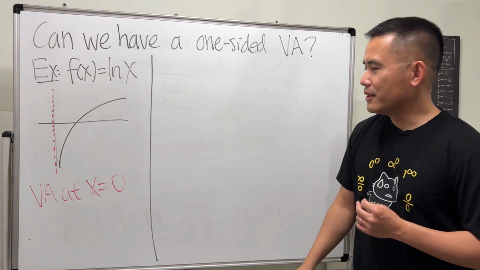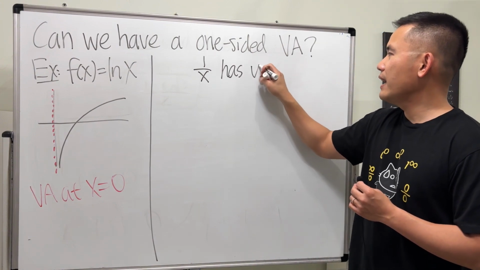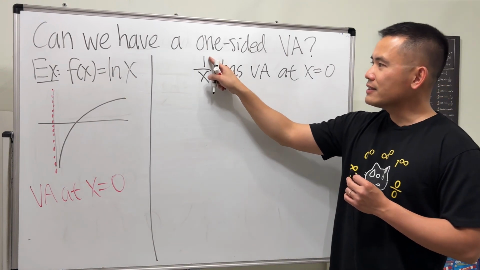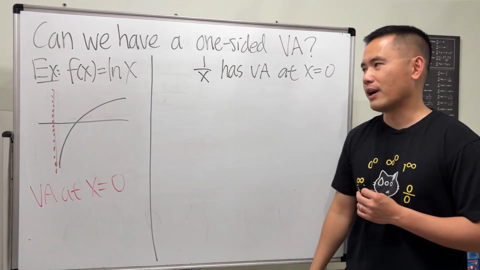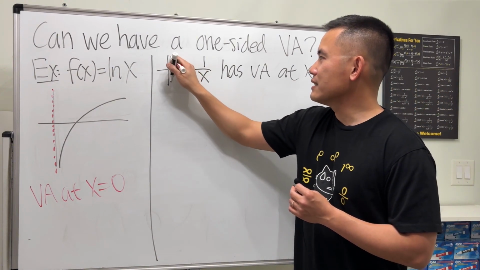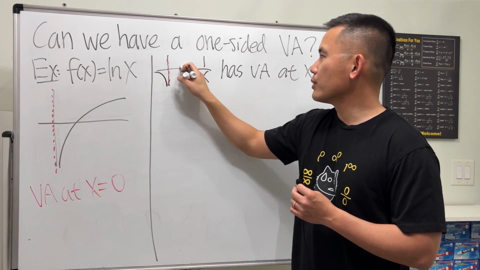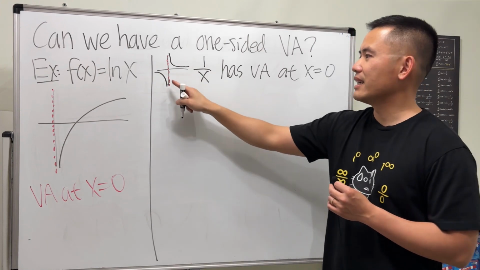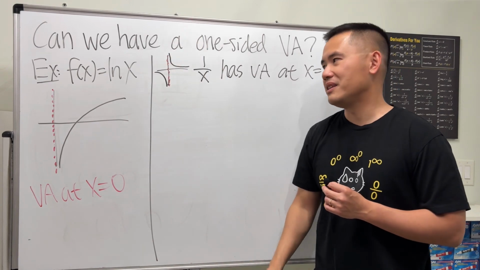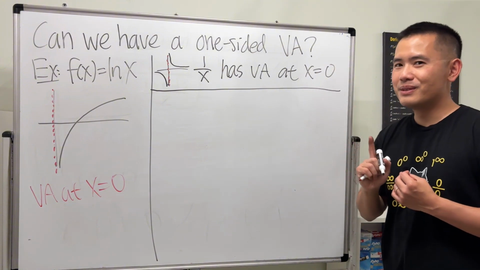Okay, here's the deal. We know that 1 over x has a VA at x equal to 0. A non-zero number divided by 0 creates a vertical asymptote, right? But the problem with this is that the graph looks like this. This right here goes down, and this right here goes up. So technically it's two-sided. This is going toward negative infinity. This goes up to positive infinity. I don't want that.